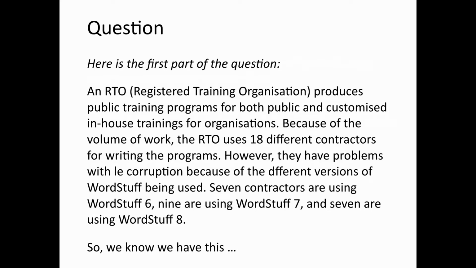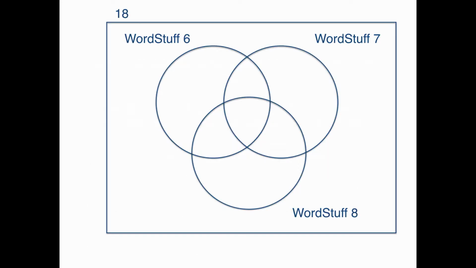Here is the first part of the problem we're working on. Pause the video to take time to read it. This is where some basic work using set diagrams can be useful. You haven't seen the next part of the problem yet, but you'll find out that we need to know the number of contractors in each section of the Venn diagram.